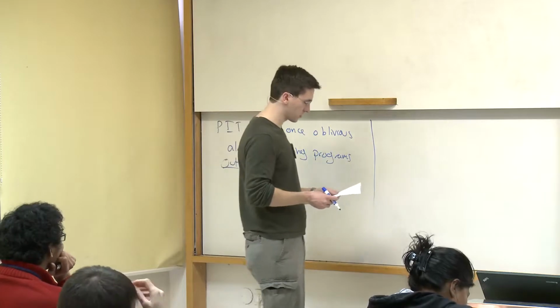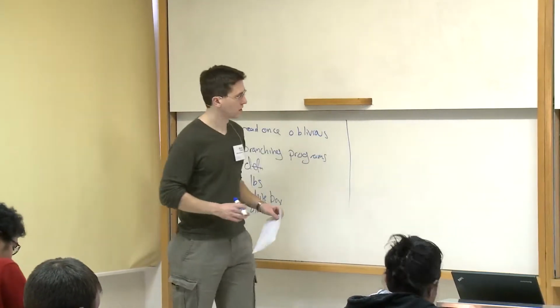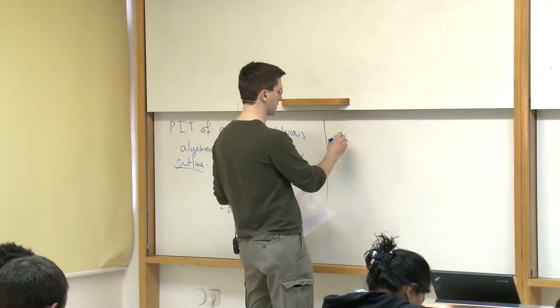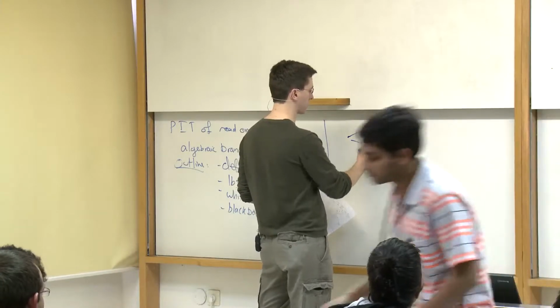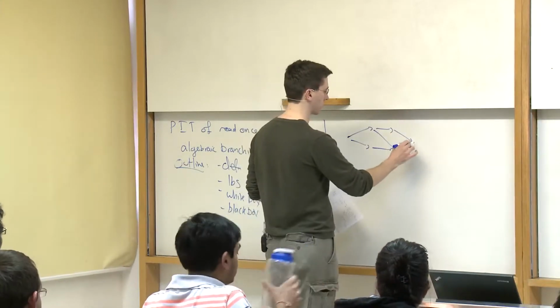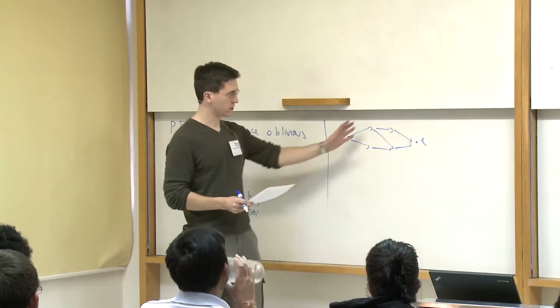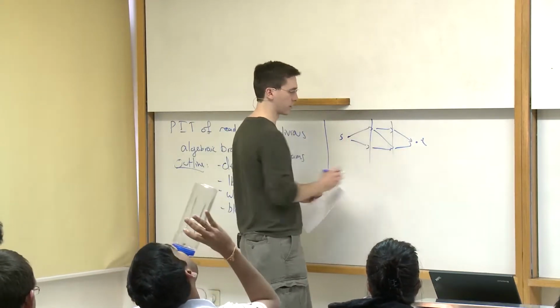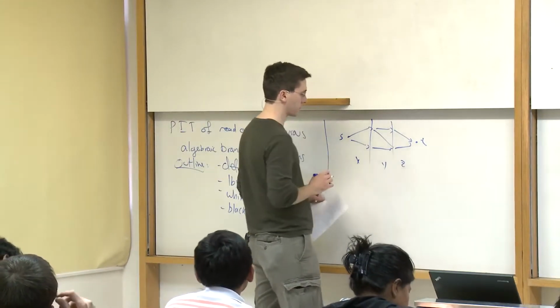Okay, so I want to first do an example, just a trivariate example. Consider the following directed acyclic graph. You're going to have a source S and a sink T. There's going to be 3 layers. It's a layered thing. I'm going to say that the first layer is X, the second layer is Y, the third layer is Z.